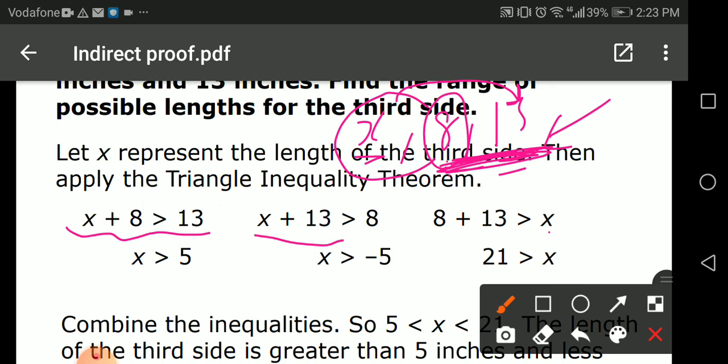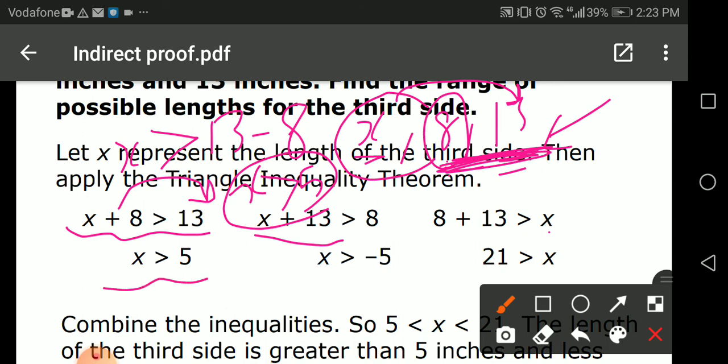After that, I have x plus 8 greater than 13. Okay, guys, we solve the inequality. The positive 8 goes to the other side as negative 8. So x is greater than 13 minus 8, so x is greater than 5.